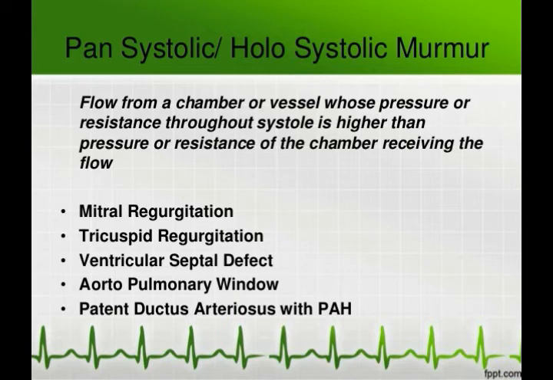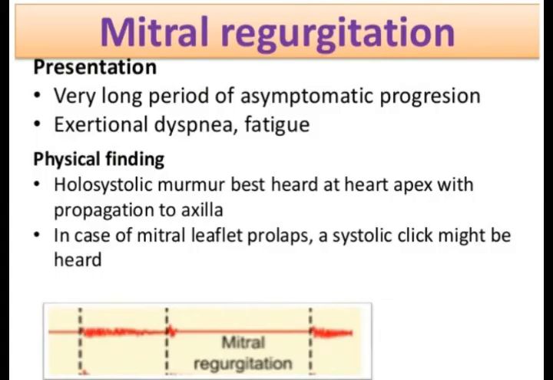Now in mitral regurgitation, the murmur is described as a high-pitched, blowing holosystolic murmur, which is best heard at the apex, although the direction of radiation of the murmur depends on the nature of the mitral valve disease. It usually radiates to the axilla, so let's hear how it is heard on auscultation.